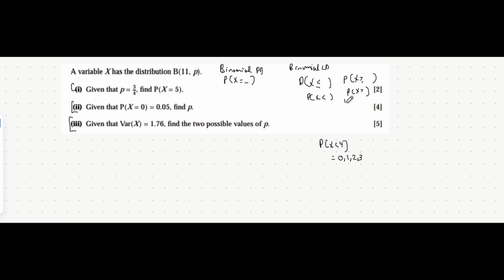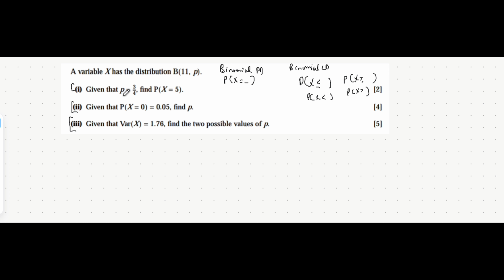The same works on the upper side of things. If you want to find the probability of x being, let's say, greater than 4, then that doesn't include 4. That includes only 5, 6, upwards, up to the limit, which is n, or 11 in this case. N is just the sample size.